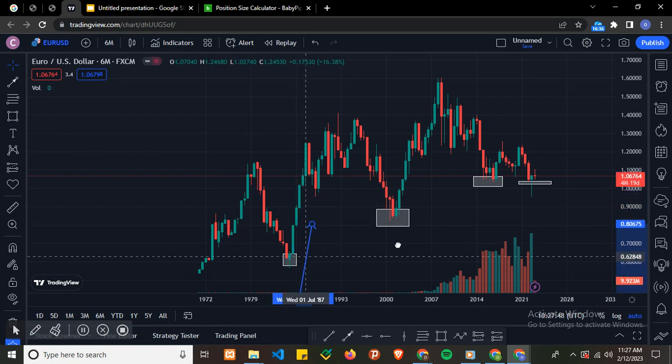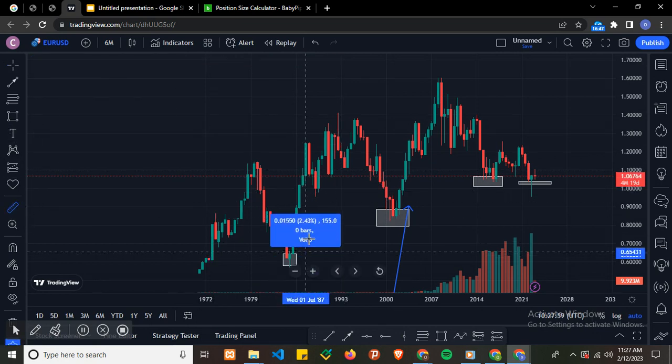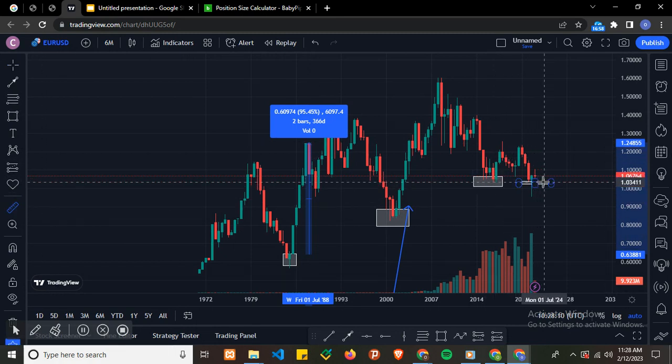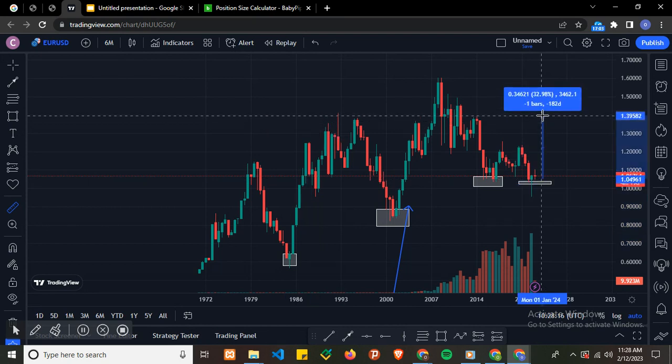It went up aggressively. Can you see? This one, two, it went up, 1, 2, 3, 4, 5. Can you see how many pips? Let's check for the pips. We have 6,000 pips here. So we should be expecting nothing less than, let me just say to this resistance zone, 3,000 pips. So this year, we should be expecting a bullish move to the upside.